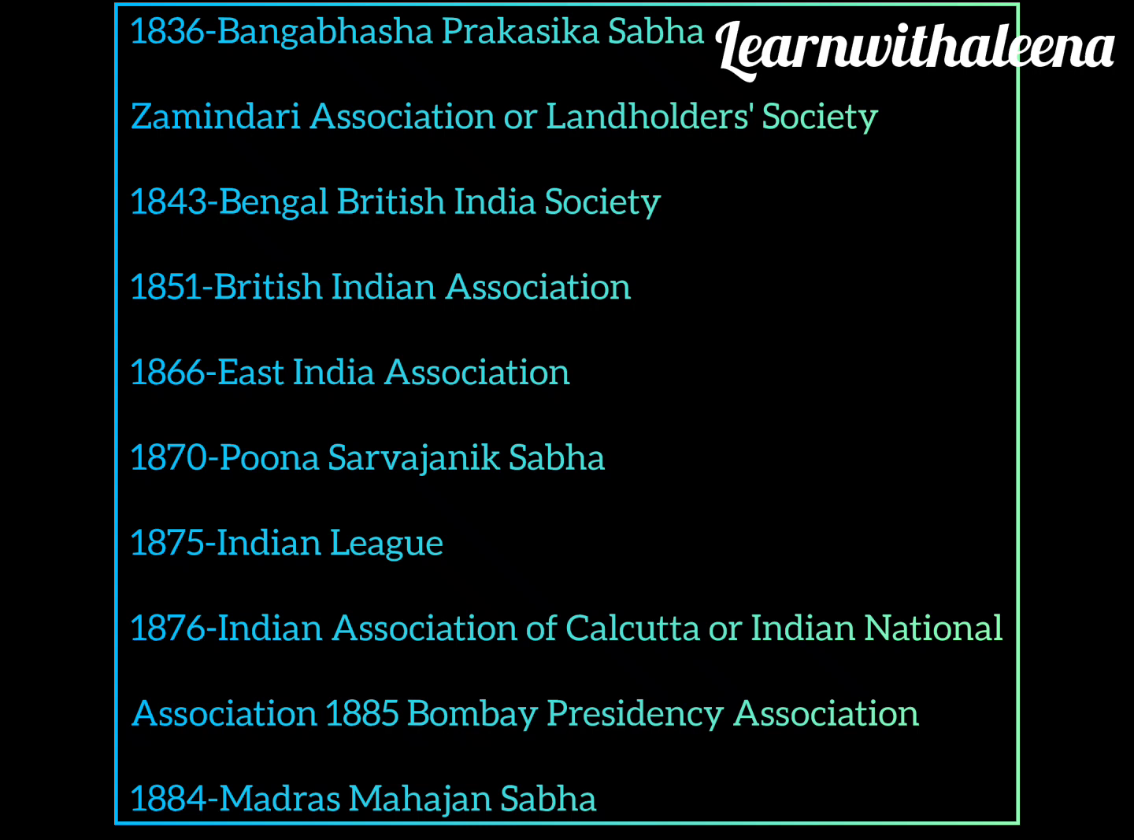Association, in 1866 East India Association, in 1870 Pune Sarvajanik Sabha, in 1875 Indian League, and in 1876 Indian Association of Calcutta. In 1885 Bombay Presidency Association, and in 1884 Madras Mahajan Sabha.